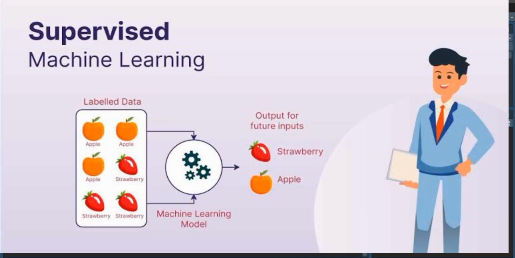First one is supervised learning. In this type of learning, we work with labeled data. That means we know the correct answer for the training set. Here the model will learn from known input and output pairs. It's like having a teacher give you examples until you can recognize patterns on your own.